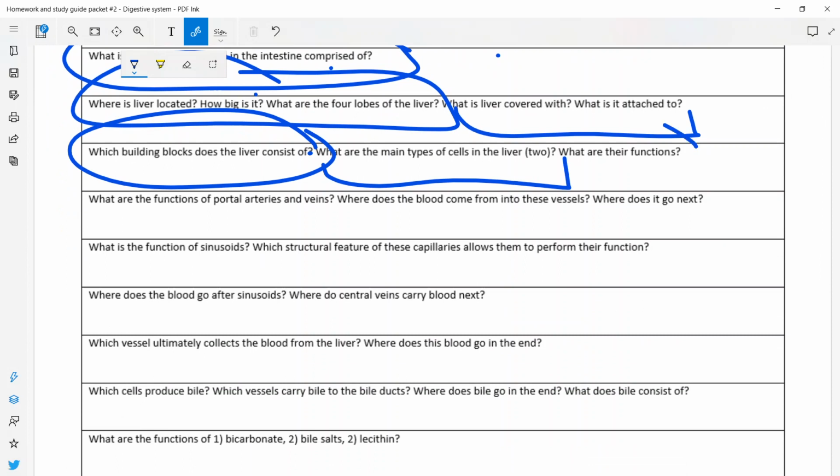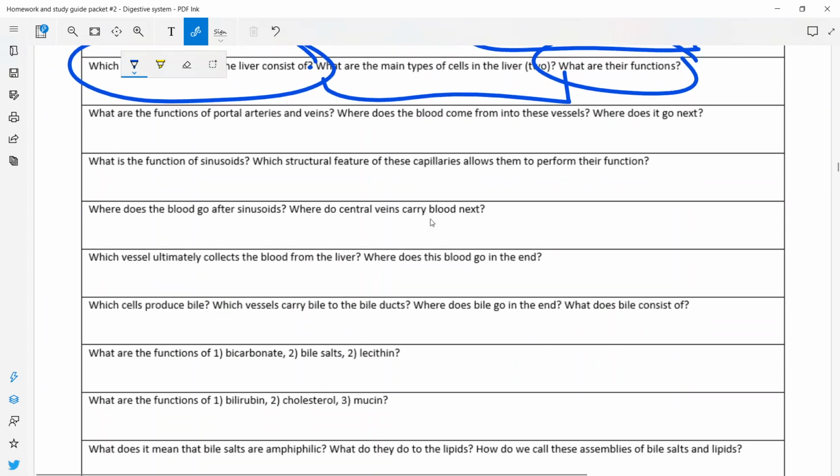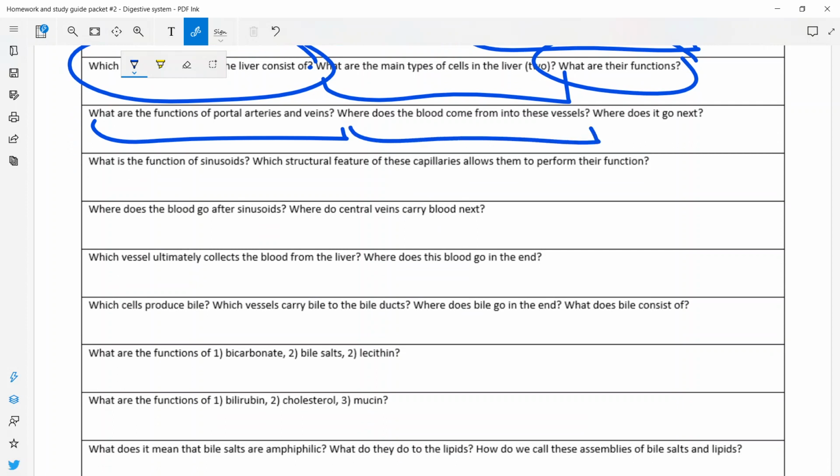Hepatocytes produce bile and carry out the breakdown of various absorbed nutrients. Portal arteries and veins take blood from the intestine into the sinusoid capillaries between the plates of hepatocytes. Blood comes into those vessels from the hepatic artery and hepatic portal vein. Okay, it goes into the sinusoids.